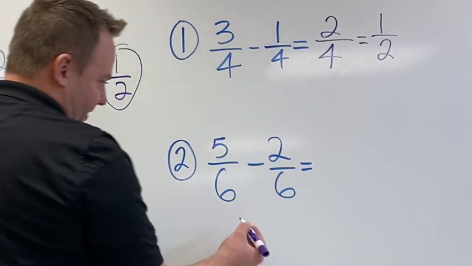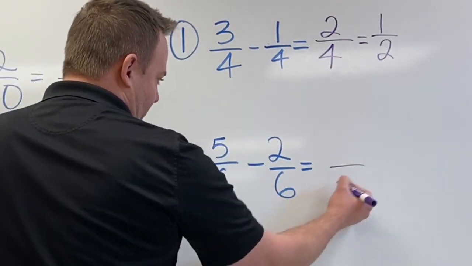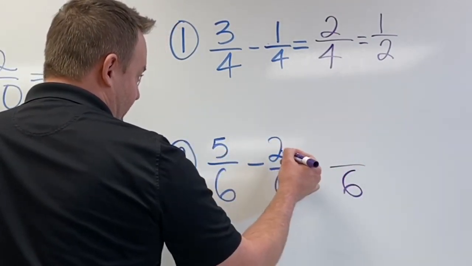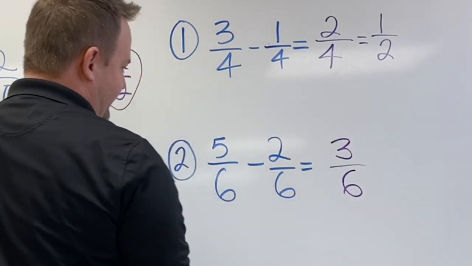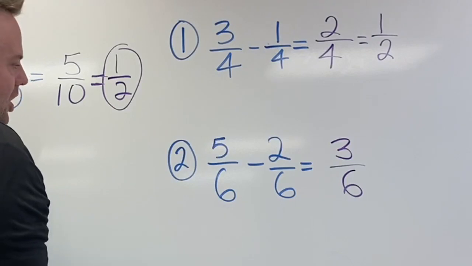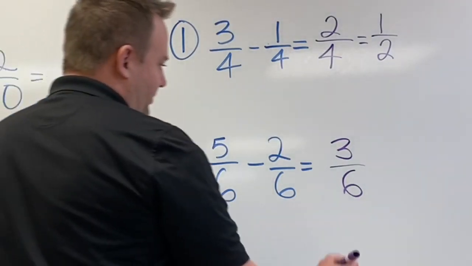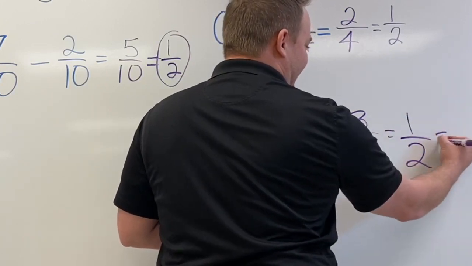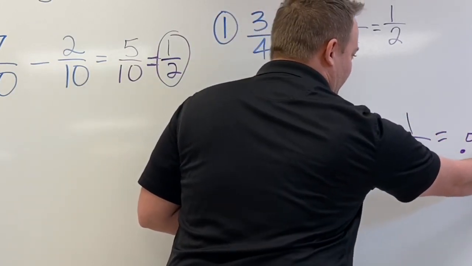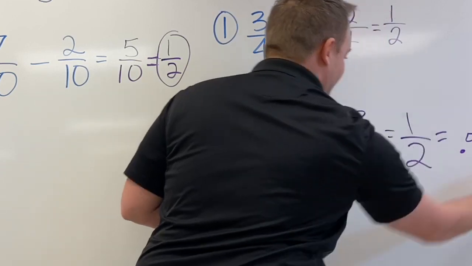And let's do this one. 5/6 minus 2/6. Again, the denominator will stay the same. And we have 5 minus 2 equals 3/6. And 3/6, what does that equal? 1/2. It equals 1/2, which equals 5/10 or 50%.